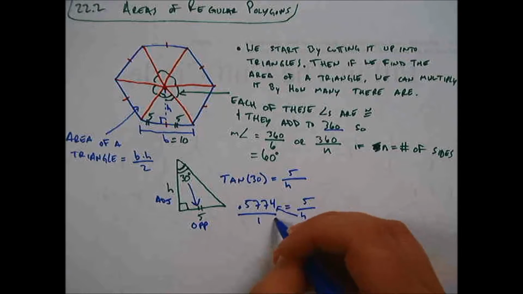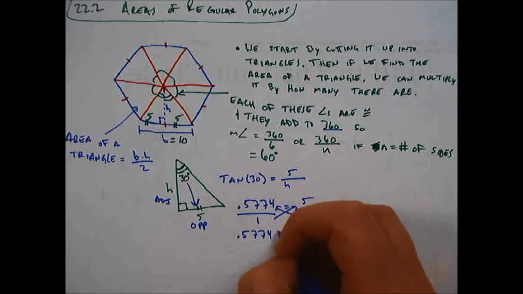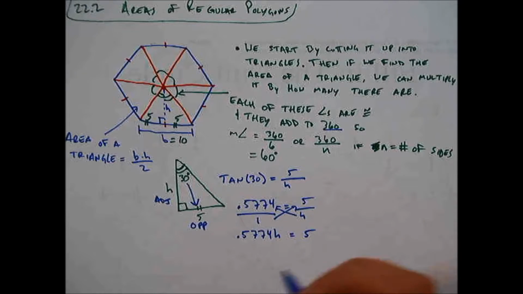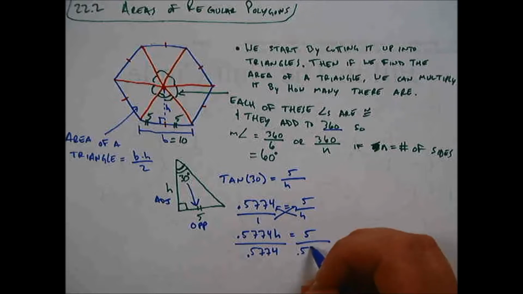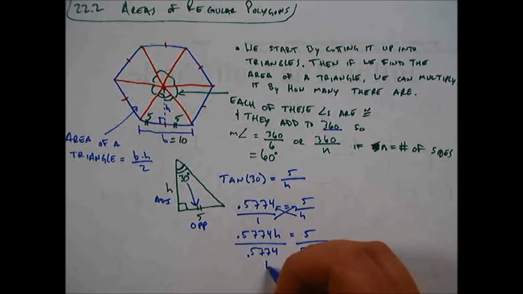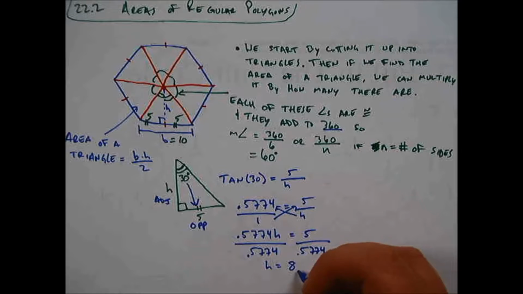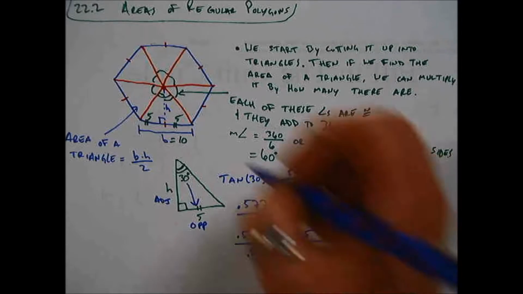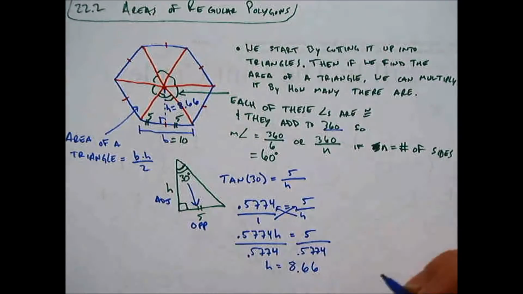And then we can cross multiply here. So 0.5774h equals 5. Then we can divide by 0.5774, and we get that the height is about 8.66. Okay, so that's the height of our triangle, 8.66.